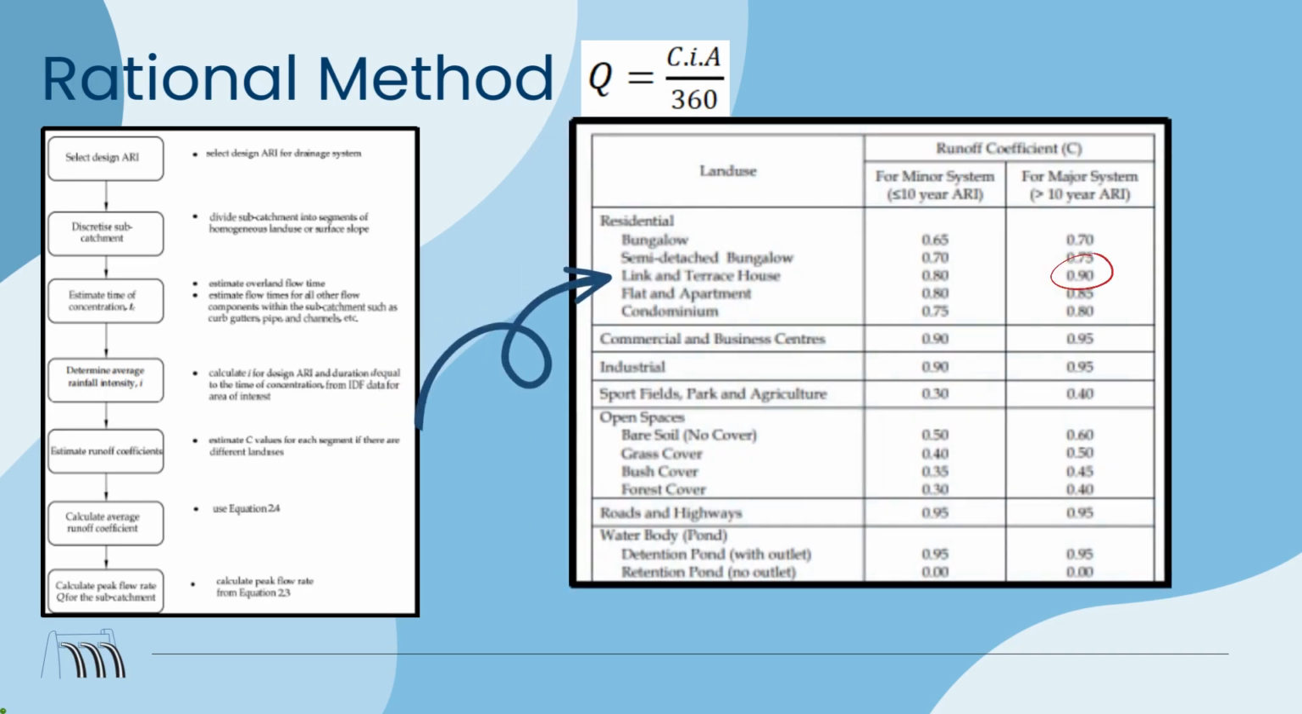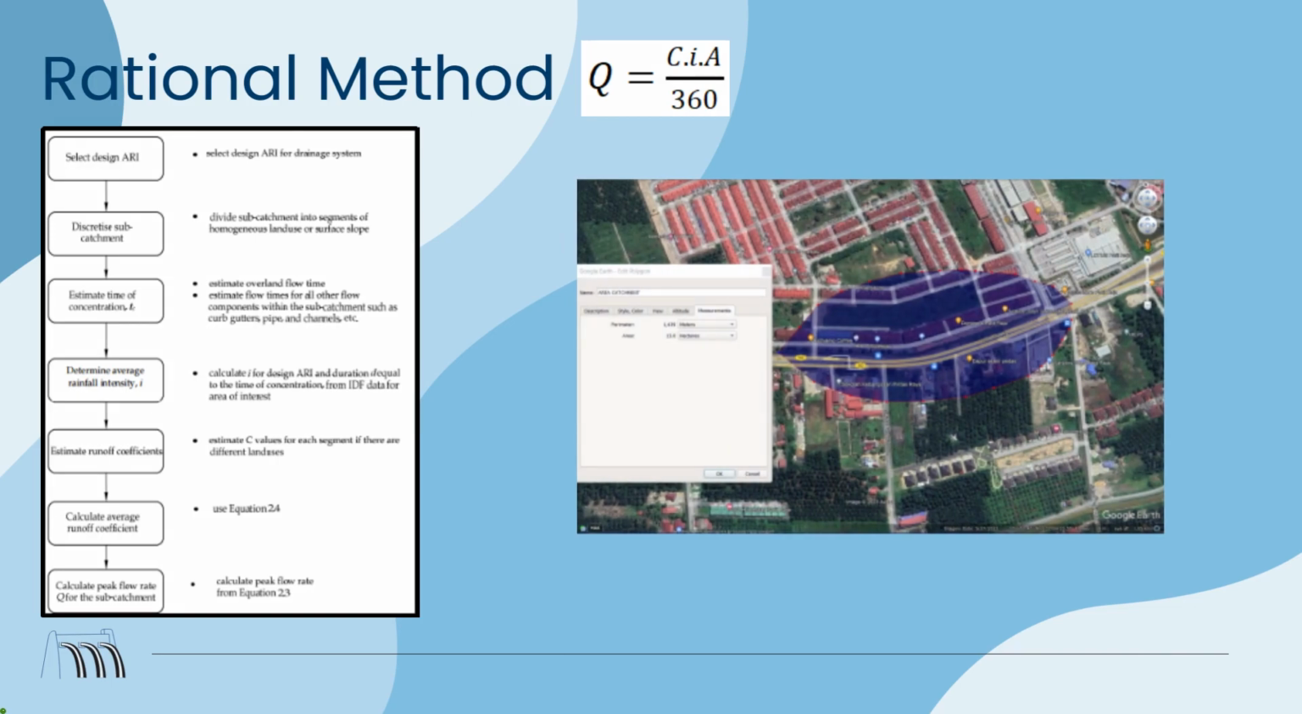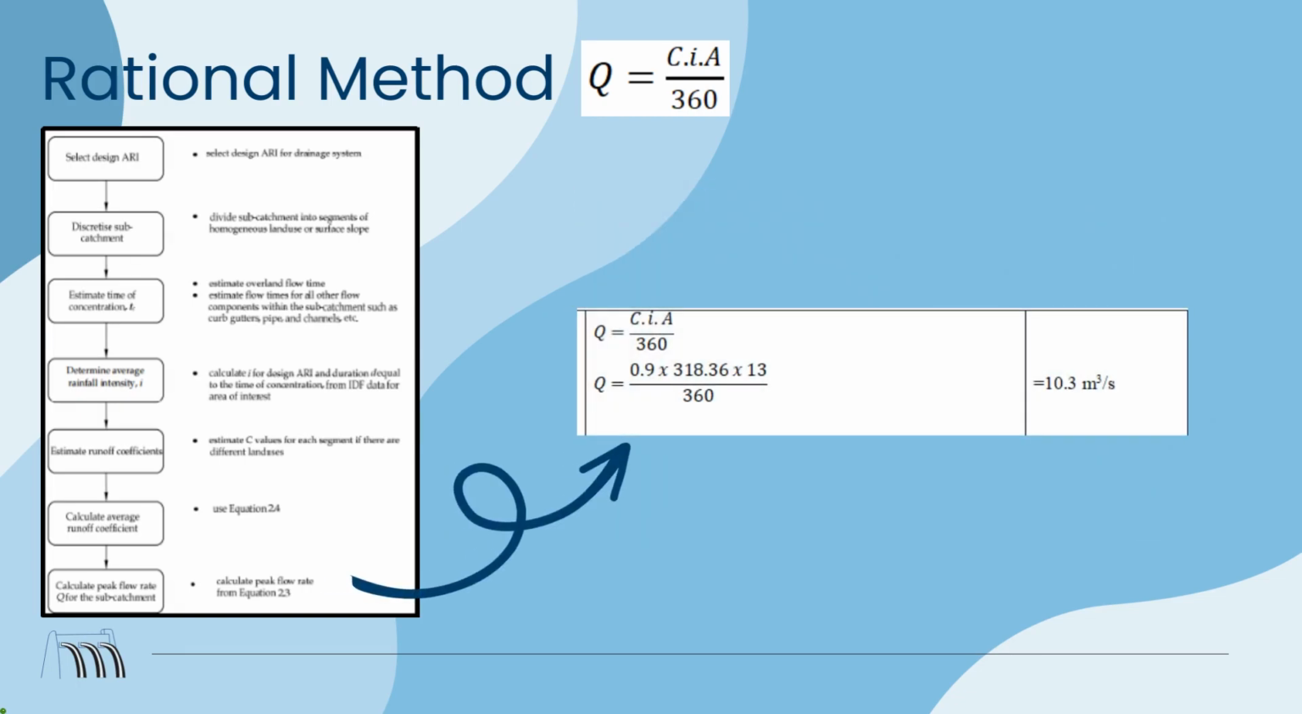Next, we selected 0.9 as the runoff coefficient for the land use of lane and terrace houses, based on observation at the area. After that, we found the total watershed area of 13 hectares using Google Maps. Once we got all the values, we calculated Q peak, and the value shown is 10.3 meter cube per second.